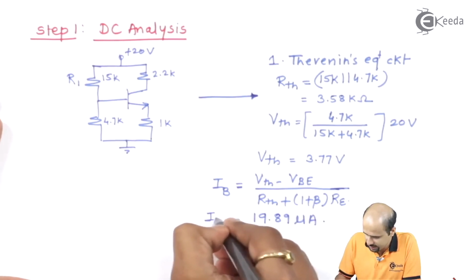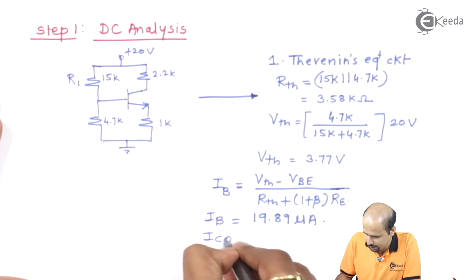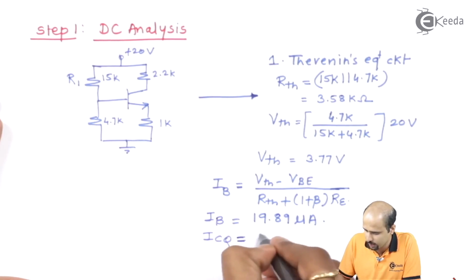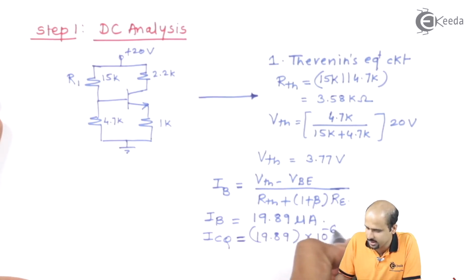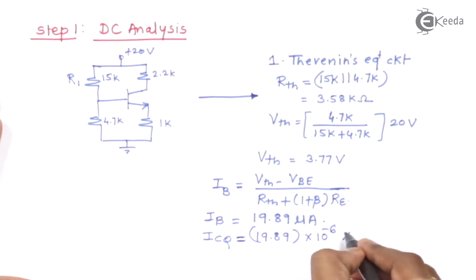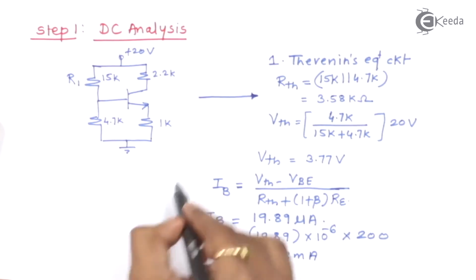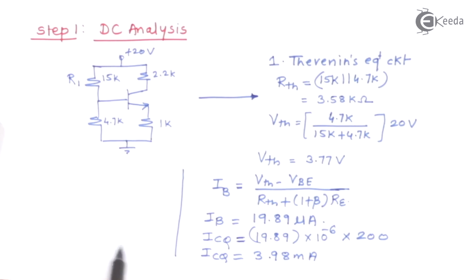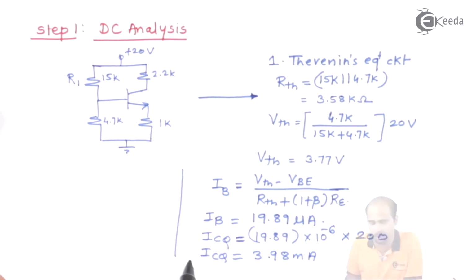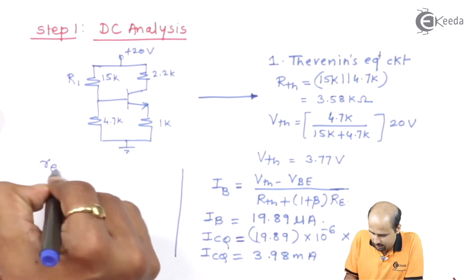Once we get this value of IB, we can easily reach the value of ICQ. That ICQ is 19.89 into 10 to the power minus 6, that is micro, multiplied by the beta value. Beta into IB is the value of IC. So here we can say 19.89 into 10 to the power minus 6 multiplied by 200. This is how we get the value 3.98 milliampere. So this is the value of ICQ we have got, and now we have to move ahead to the AC equivalent network parameters, that is re.